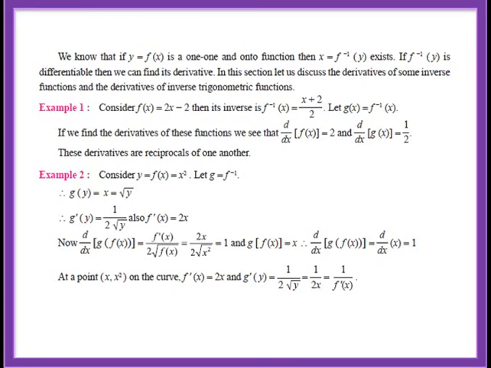Like the first one, consider f of x equal to 2x minus 2. Then its inverse is what? f inverse of x equal to (x plus 2) upon 2. See the logic of why this is called the inverse. First, we have to multiply x by 2 and then subtract 2. So in the inverse case, first we have to add 2 because addition is the inverse of subtraction, and then we have to divide it by 2. Why divide? Because division is inverse to multiplication.